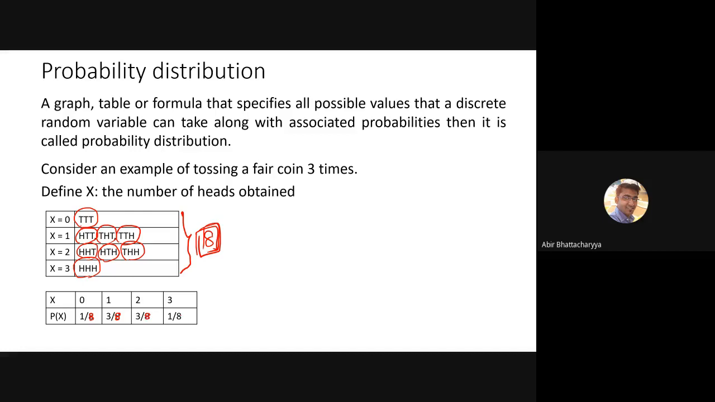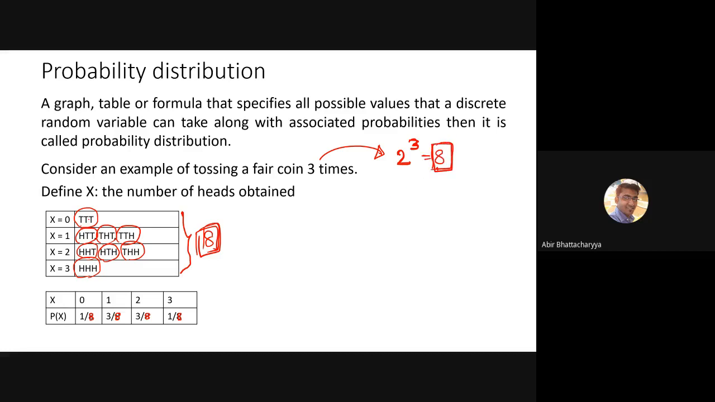What are the total possible cases in 3 tosses? If it was 4 tosses, suppose I toss 4 times, then there will be a total of 16 possible cases. That's the formula. 3 tosses: each toss has 2 possibilities, only head or tail, that means 2 outcomes. So 2 power 3, because we are tossing 3 times. 2 power 3 means 8. So the total number of possible outcomes is 8.